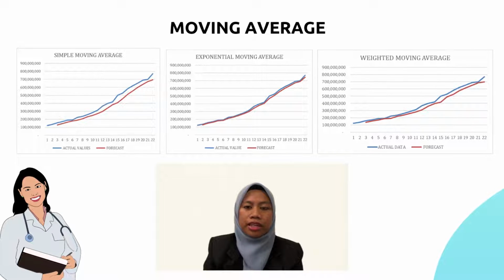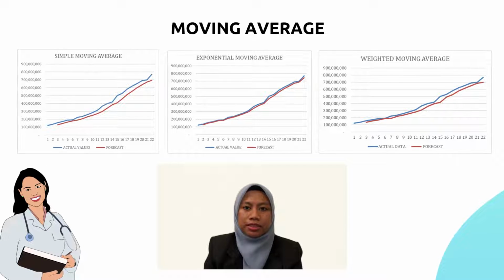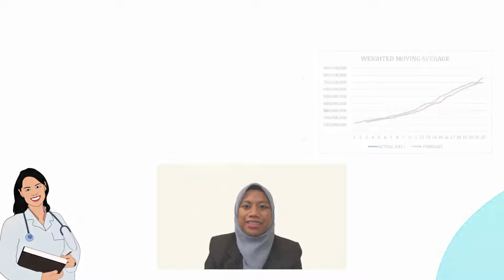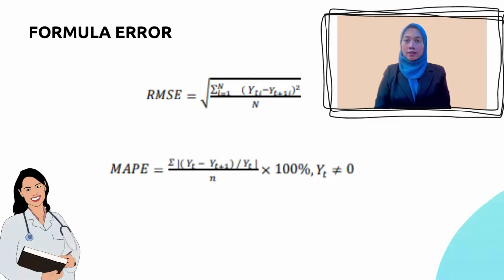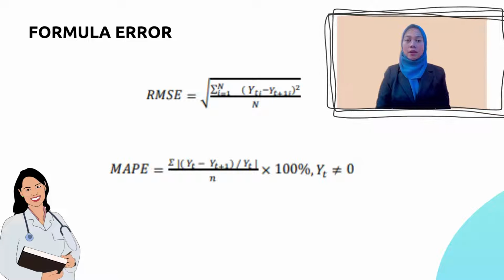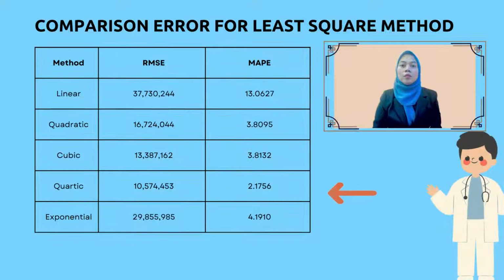The curve fitting for MA is shown. The forecast produced seems similar and difficult to identify accurately. Hence, to avoid this confusion, RMSE and MAPE were adopted for proper verification. To calculate the error rate of the prediction, we use the formulas root mean square error, RMSE, and mean absolute percentage error, MAPE. The table shows the comparison error for the least square method.